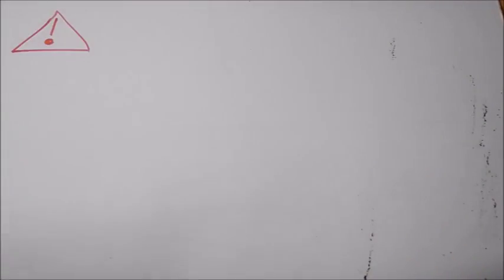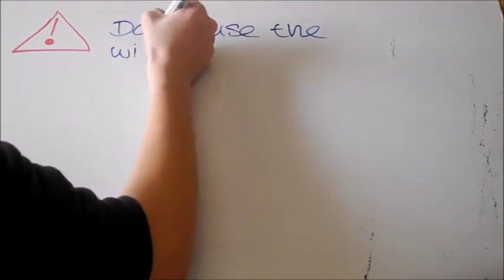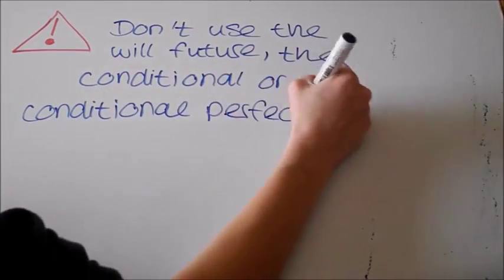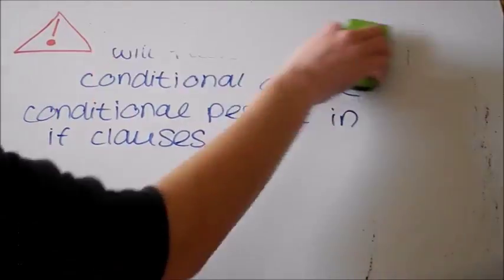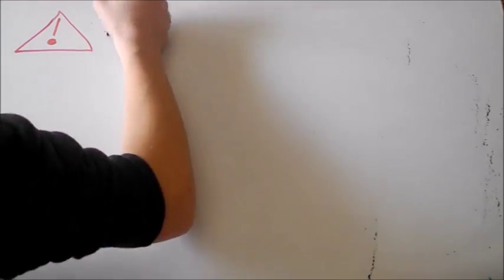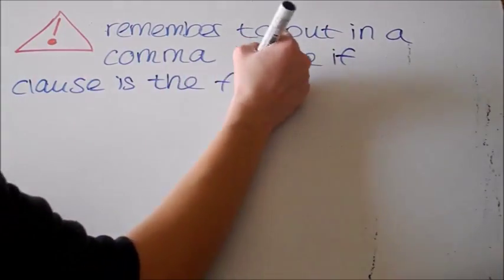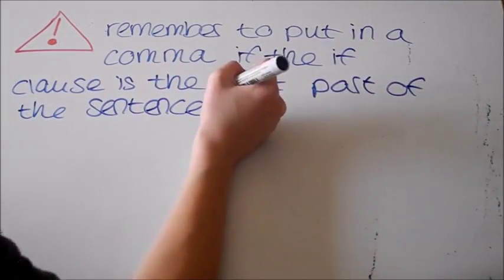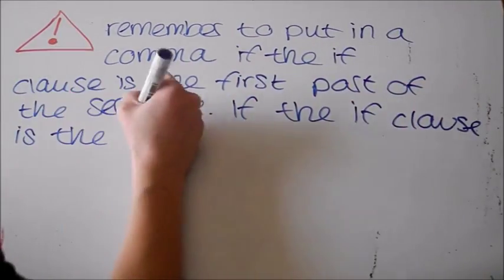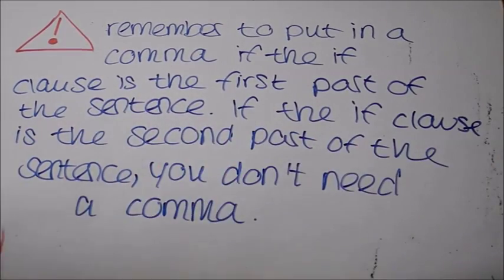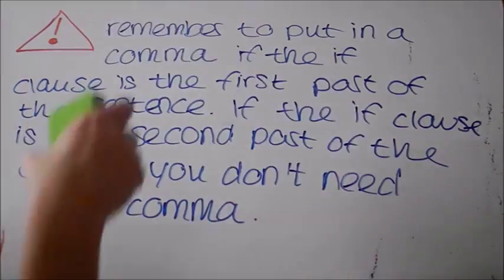Attention. Don't use the will future, the conditional, or the conditional perfect in if clauses. And remember to put a comma if the if clause is the first part of the sentence. If the if clause is the second part of the sentence, you don't need a comma.